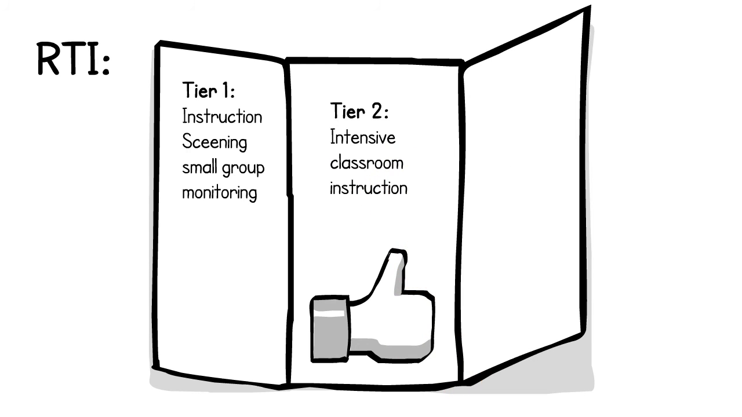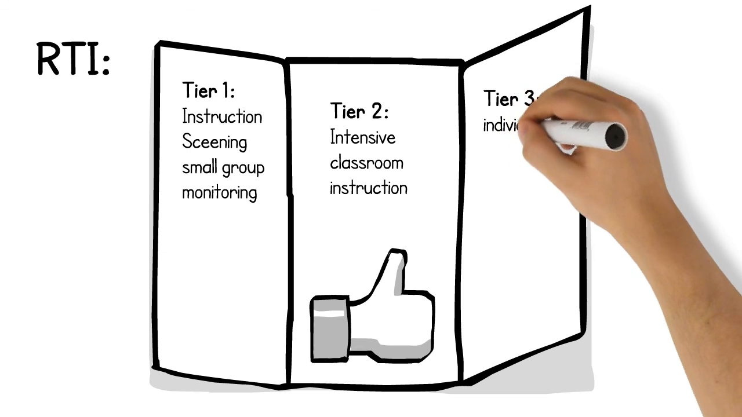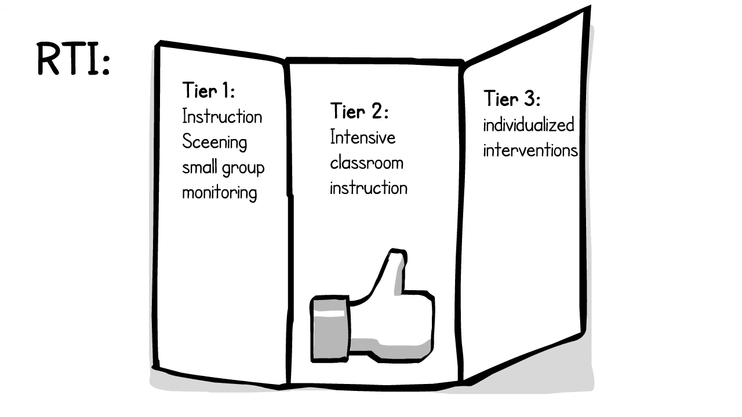In Tier 3 of RTI, students receive individualized interventions that target the student's skill deficits. Students who do not achieve progress at desired levels are then referred to special education services.